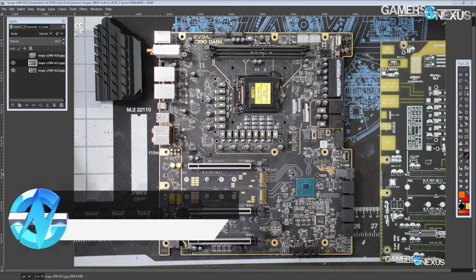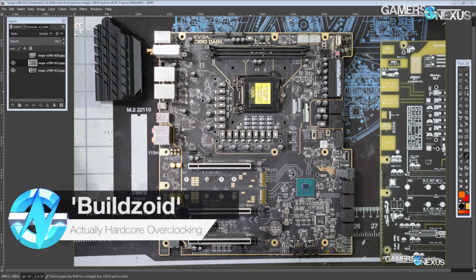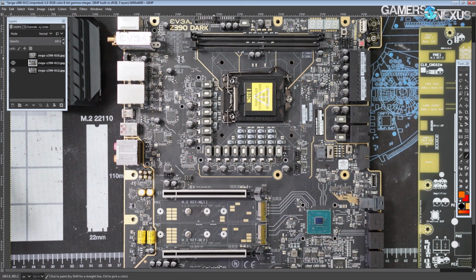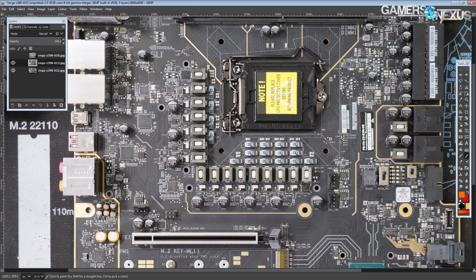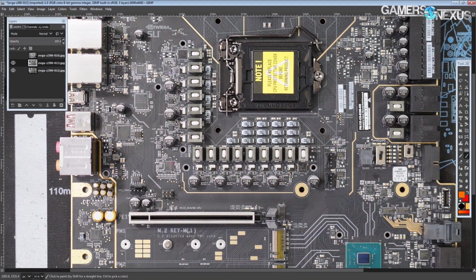Guys, Buildzoid here from Actually Hardcore Overclocking, and today we're going to be taking a look at the voltage regulators on the EVGA Z390 DARK motherboard. I've already covered all of the features of this motherboard in the last video, so let's just get right into it, because this is still going to be a long one.